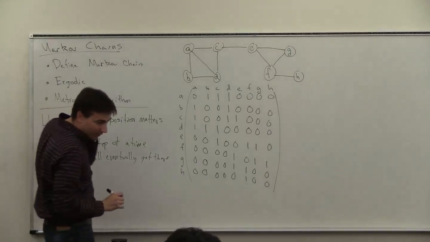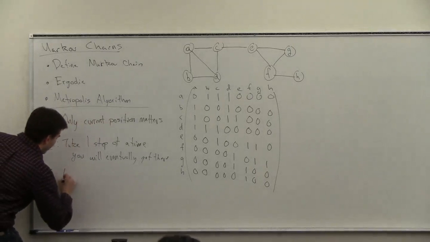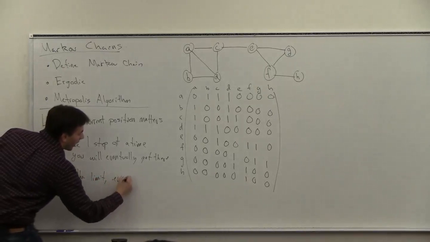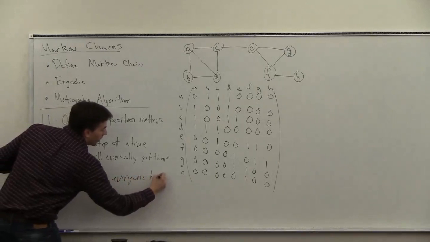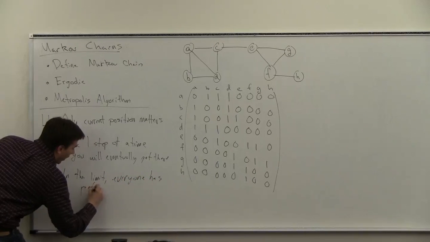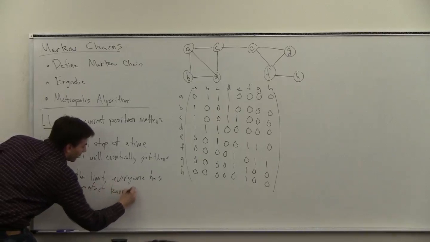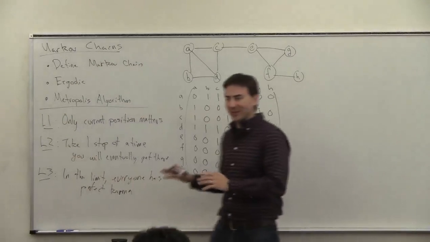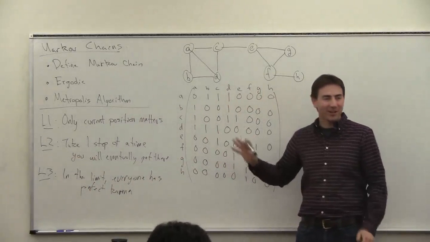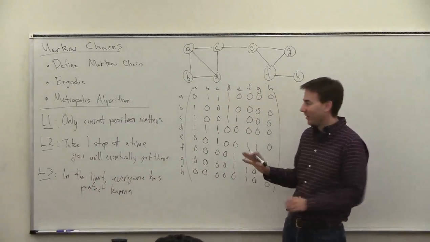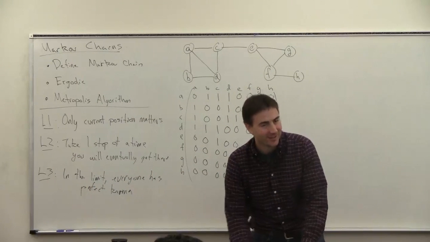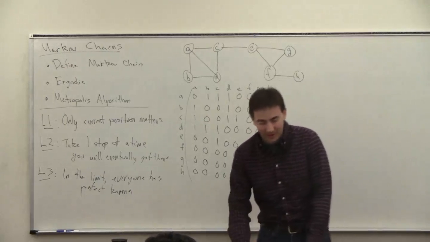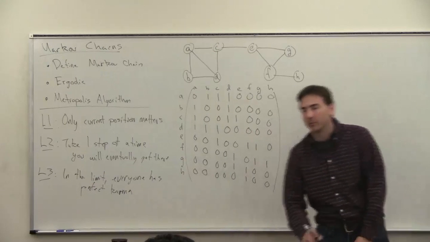And then the third thing is that in the limit, everyone has perfect karma. So what goes around comes around, and we'll see that. Okay, so maybe these don't make any sense right now, but hopefully by the end of the lecture, everything here will make sense. I see a lot of confused looks, but that's probably good. So hopefully that means you'll learn something.